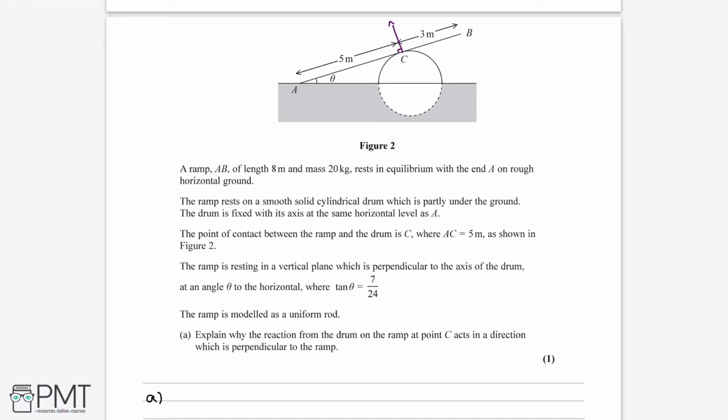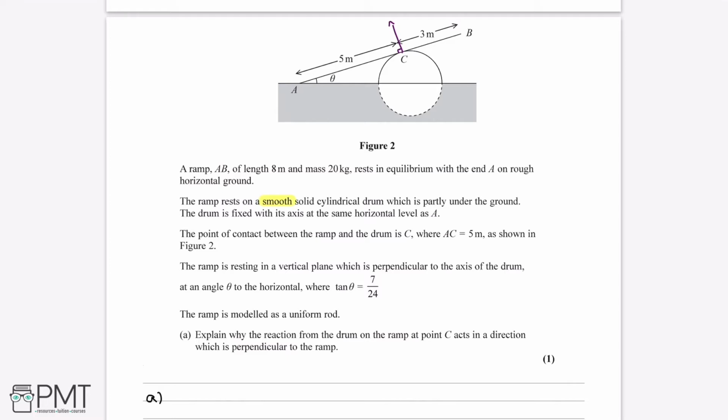And the main reason why is given to us in the question, because we're told that the drum is smooth, and smooth means no friction. So there is no friction between the ramp and the drum at the point C, and therefore there's no force to disrupt the fact that the normal reaction force acts perpendicular to the plane. So because the drum is smooth, there's no friction, and therefore the reaction has to be perpendicular to the ramp.